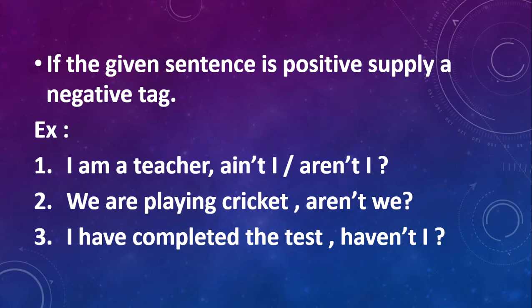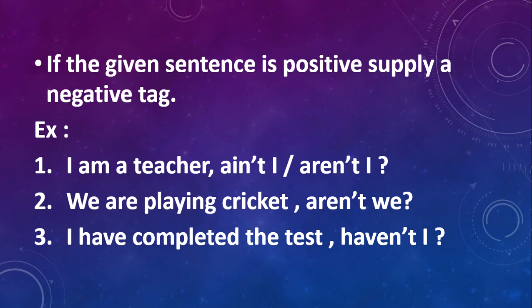So here I gave you the first rule. If the given sentence is positive, supply a negative tag. I already told you this rule, right? I have given some examples here. I am a teacher. Here you can apply the question tag like ain't I or aren't I. If the presence of am is there in the sentence, you have to use the question tag as ain't I or aren't I. This is the correct form. I am a teacher, question tag: ain't I or aren't I.